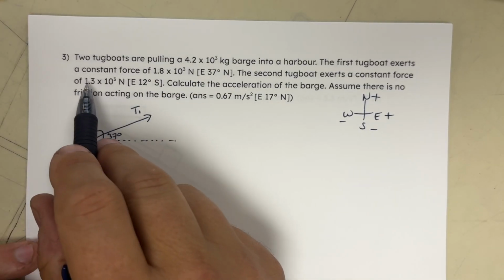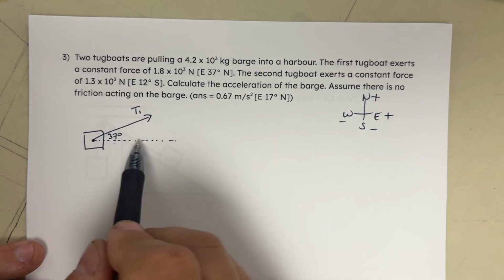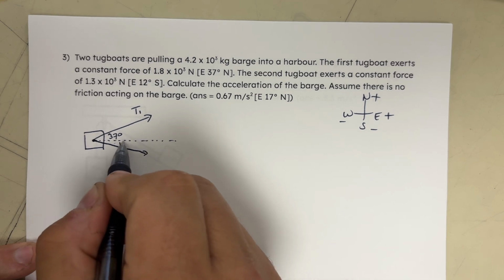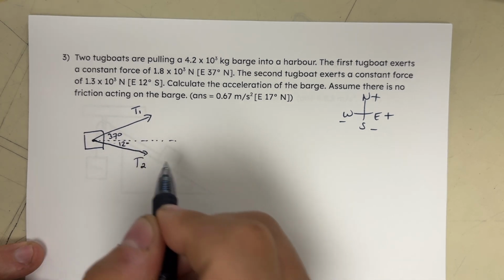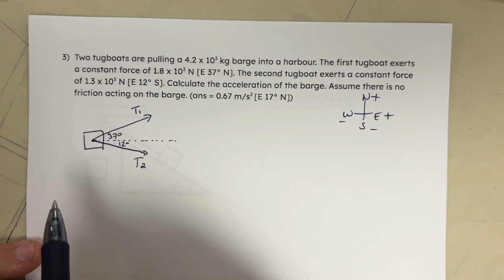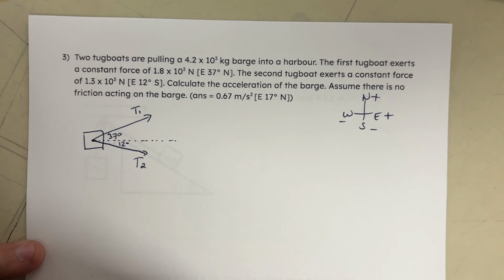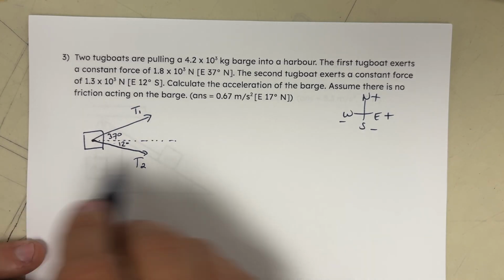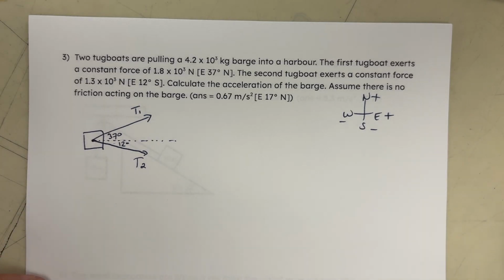And then I also have tug number 2, which is east but 12. So it's going to be closer to this part here. That's 12 degrees, and this is tug number 2. It says calculate the acceleration of the barge, assume there's no friction action on the barge, and frankly, it doesn't even really matter because all we're doing here is trying to find out what T1 and T2 are going to be in terms of their components, and then use that for the acceleration in the horizontal component.